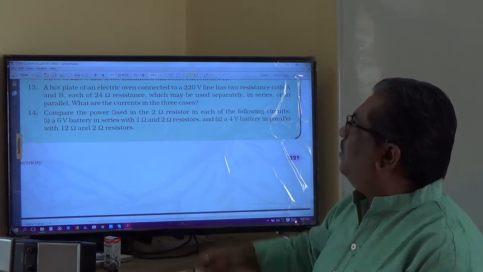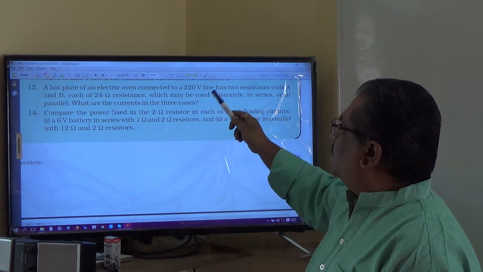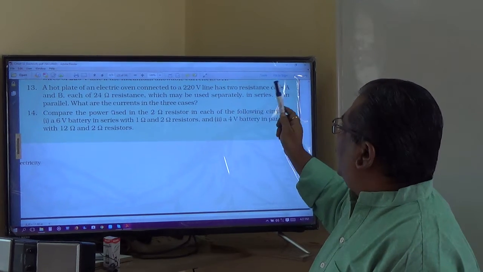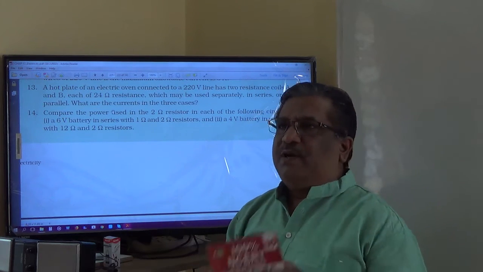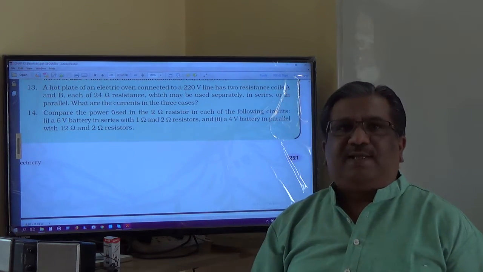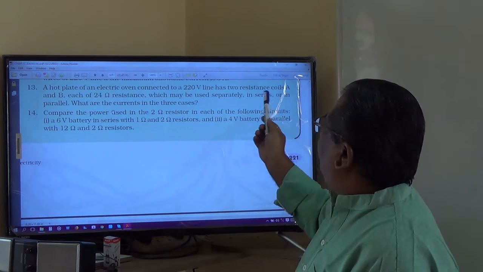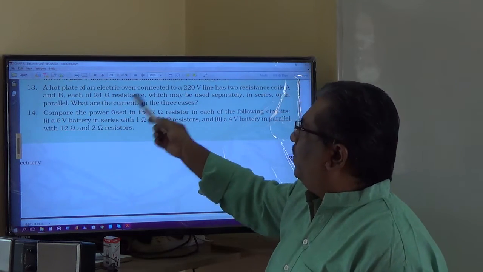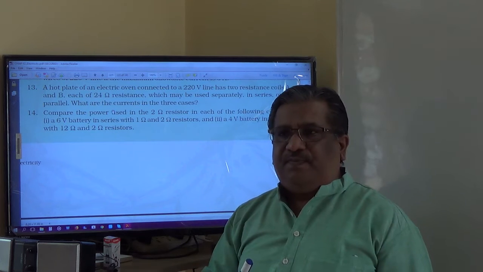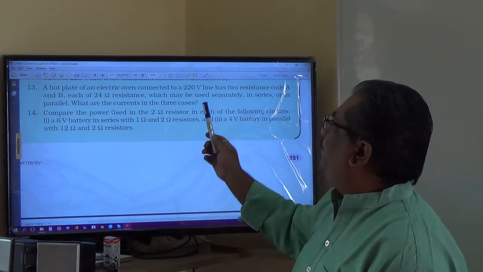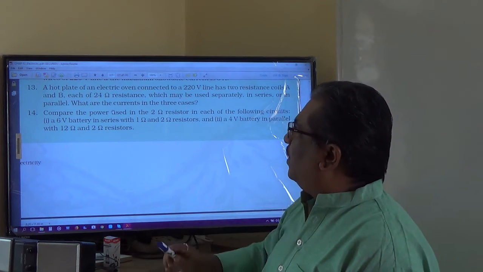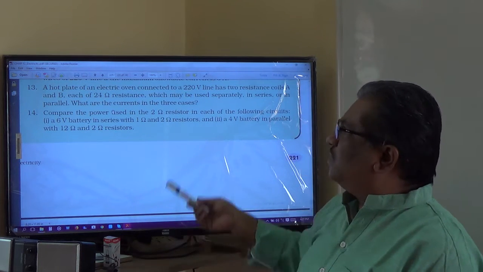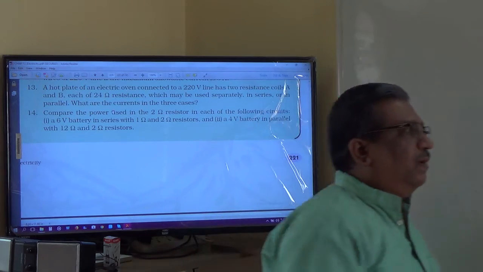A hot plate of an electric oven connected to a 220 volt line has two resistance coils A and B. There is a hot plate, two coils A and B, each of 24 ohm resistance, which may be used separately, in series or in parallel combination. What are the currents in the three cases? Let us solve this. 13th one.